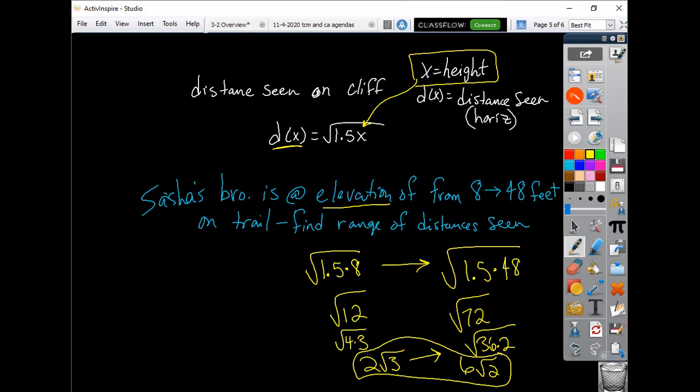I don't know that we were given units here. Feet, miles. Well, we'll just say units. I think that's everything then in 3-1.